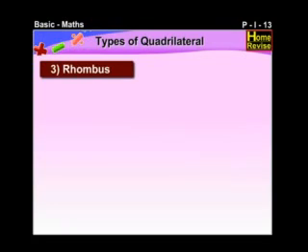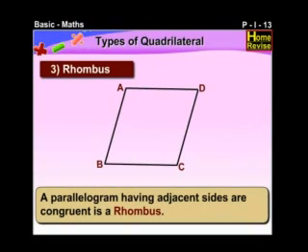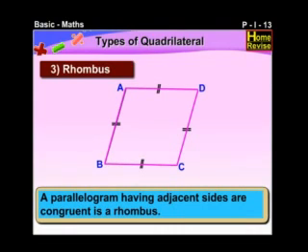Third type, that is rhombus. Definition of rhombus: a parallelogram having adjacent sides congruent is a rhombus. In quadrilateral ABCD, sides AB and BC are adjacent sides. If in a parallelogram ABCD, these adjacent sides are congruent, then the quadrilateral is a rhombus. That means a parallelogram having adjacent sides congruent is a rhombus.